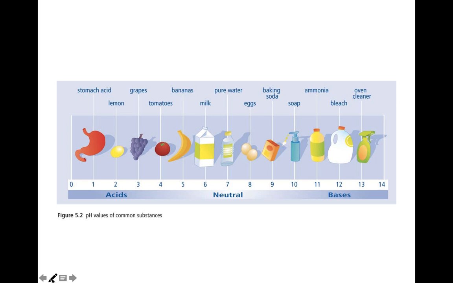Some common household items and their acidity level or how basic they are is shown here. So for example, milk is acidic. It has a pH of about 6, so it's not highly acidic, but it is acidic. Hydrochloric acid, the stomach acid found in your stomach, is very acidic at a pH of 1. The reason why it doesn't burn through your stomach is because you have a layer of mucus that protects the stomach. And you can see here that most household cleaners are basic.